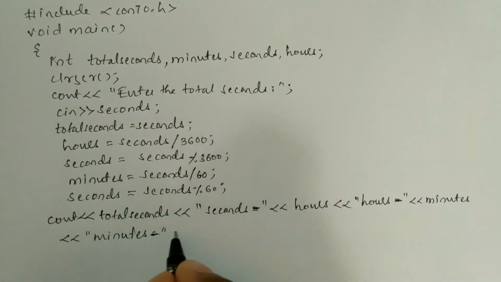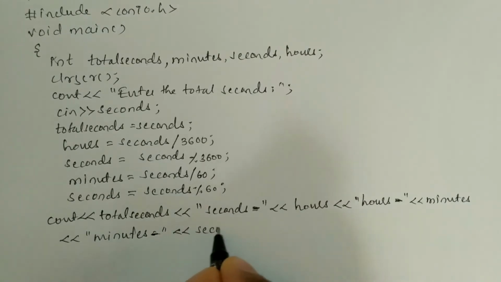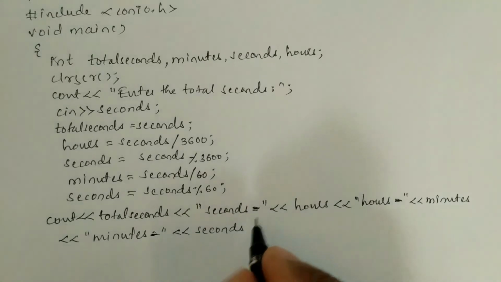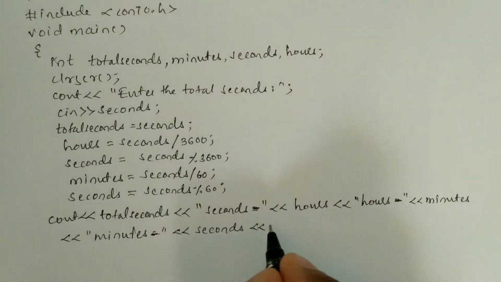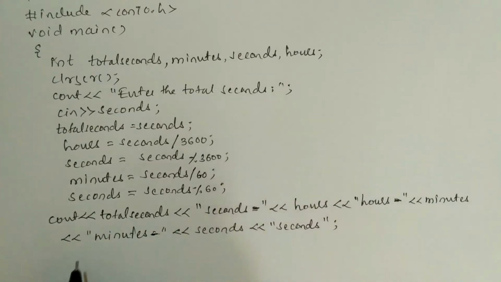Okay, next here stream insertion operator, then I'm going to write here seconds, and then stream insertion operator, and in a double quotation mark I'm going to write here seconds, end the double quotation mark and put semicolon.